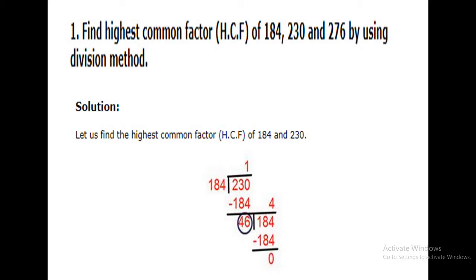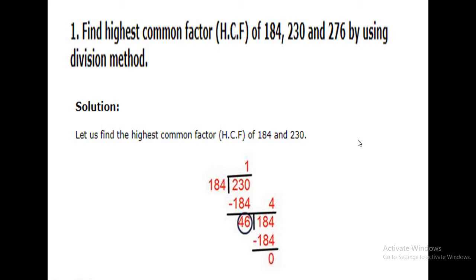Divide again. 46 4 times is 184. You got the remainder 0. You have to continue the process till you get 0 as the remainder. But children, here I have taken 3 numbers. So 2 we have divided. We got 46 as the highest common factor of 184 and 230.